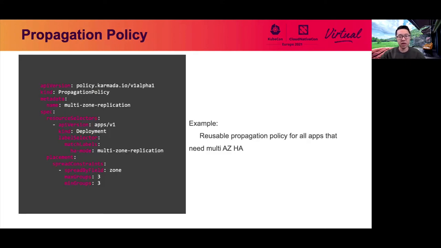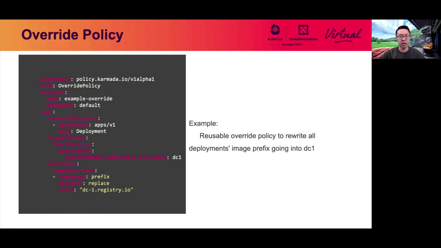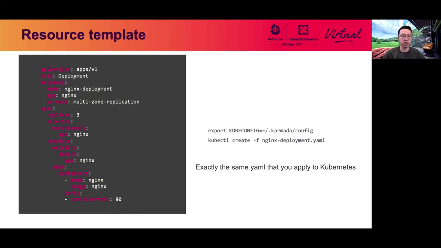A brief example: say if you want to deploy your applications across three zones to achieve higher availability, the propagation policy API is ready to help. Simply configure the spread constraint fields as shown in the deck, and you can make it apply to all the deployments. And if you have a dedicated image registry for the clusters in, for example, data center one, you can also use override policy to replace the image prefix with a specific address. And then when you deploy the applications, you can just repeatedly submit exactly the same YAML that you applied to your Kubernetes single cluster. That's how the propagation policy and override policy are shared and reused.